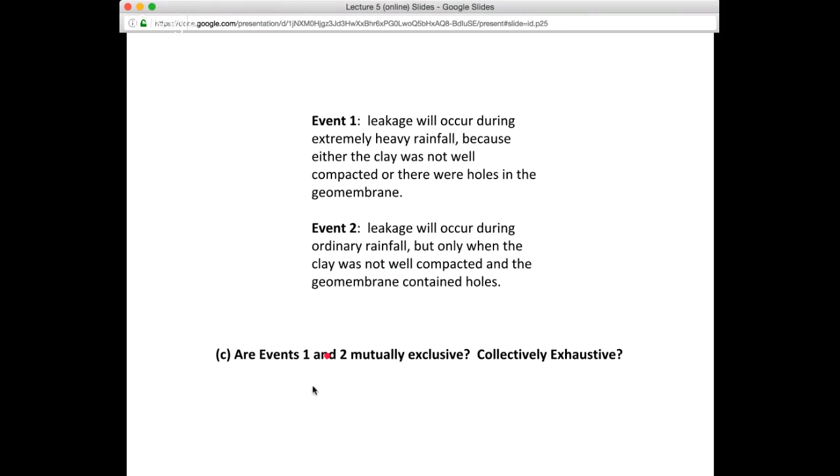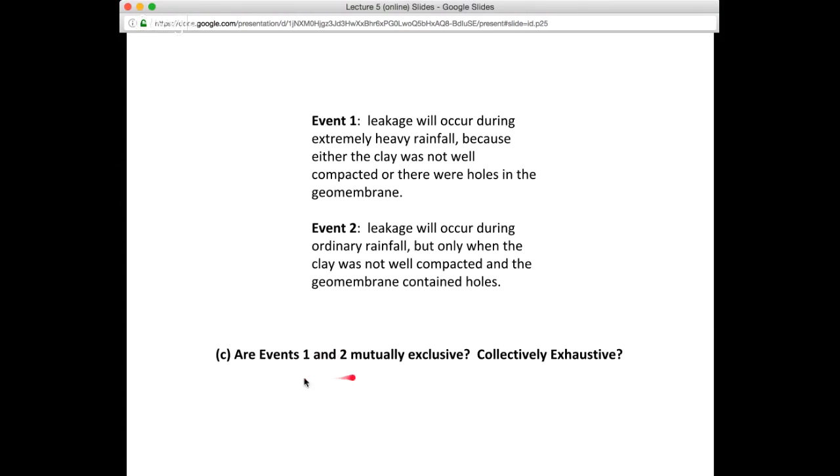Next set of questions: are events 1 and 2 mutually exclusive, and are they collectively exhaustive? This is a bit different than the question about W and H, because W and H are different events than events 1 and 2. Events 1 and 2 are created from W and H, but they are different events.